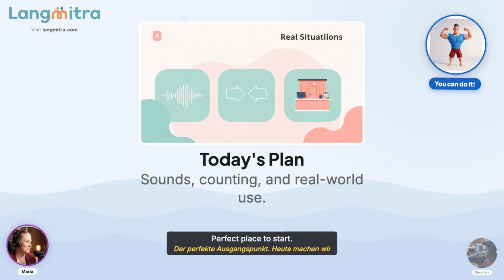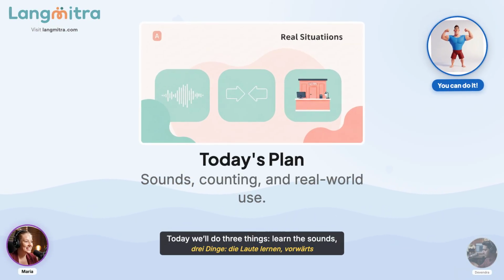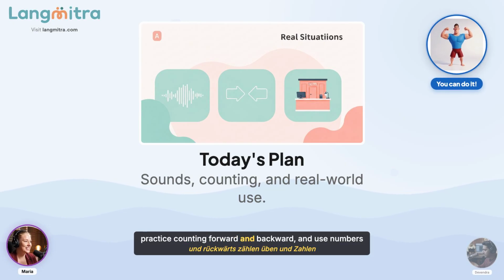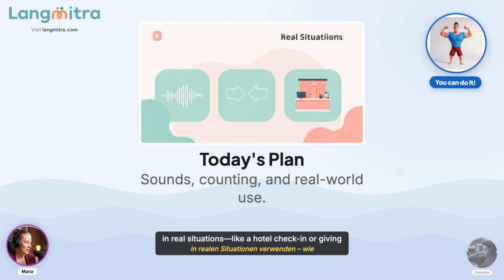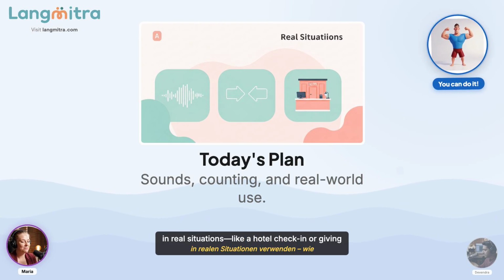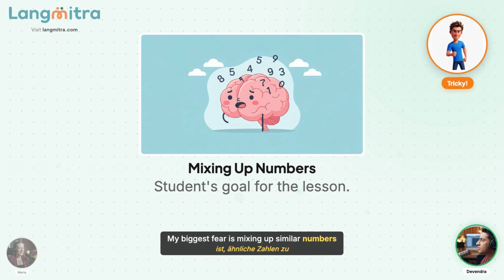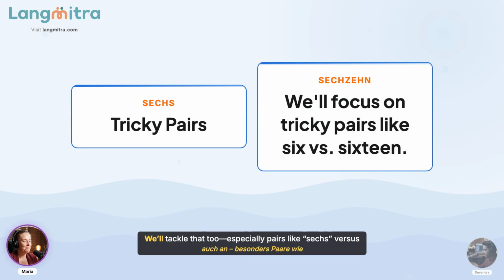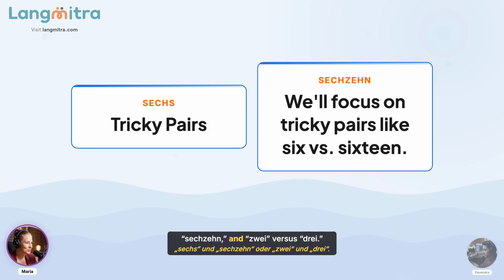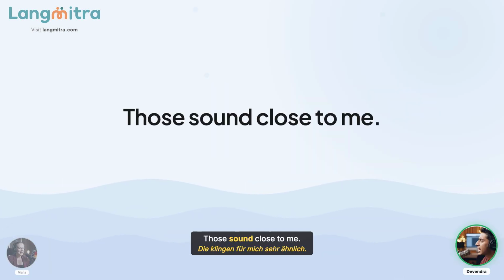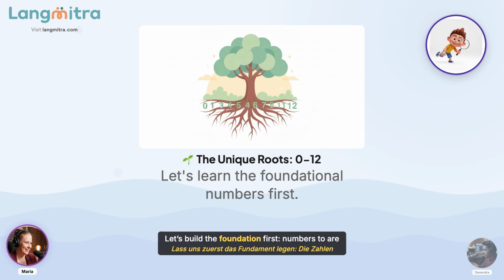Perfect place to start. Today we'll do 3 things. Learn the sounds, practice counting forward and backward, and use numbers in real situations, like a hotel check-in or giving a phone number. Nice. My biggest fear is mixing up similar numbers when I hear them. Great goal. We'll tackle that too, especially pairs like sechs versus sechzehn and zwei versus drei. Those sound close to me. Let's build the foundation first.